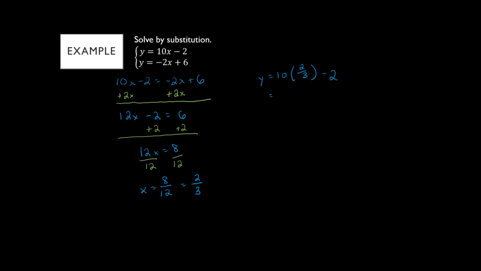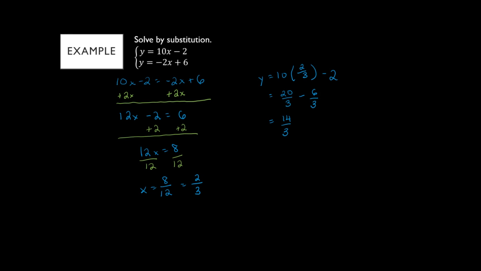So 10 times 2/3 is 10 times 2 gives me 20, over 3. And then we need to get a common denominator here. We need a denominator of 3. So I'm going to rewrite the 2 as 6/3 because 6 divided by 3 is equal to 2. So those are equivalent. And then I can do that subtraction. 20 minus 6 is 14/3.